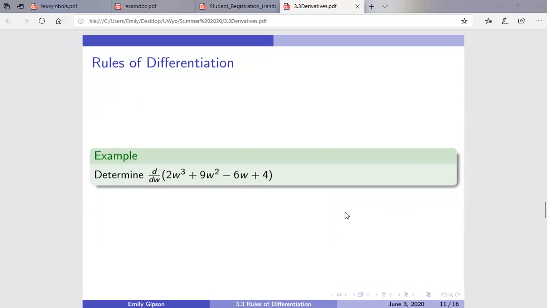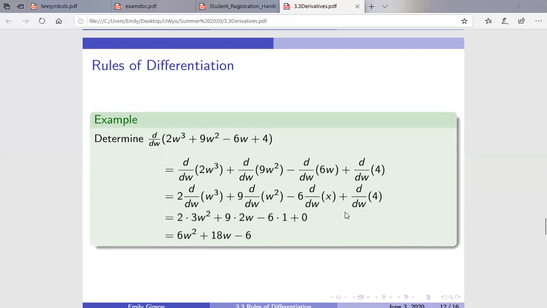So let's do an example. I want you to determine d dw of 2w cubed plus 9w squared minus 6w plus 4. Go ahead and pause and work this out as best you can. And if you need a little help, go ahead and continue.